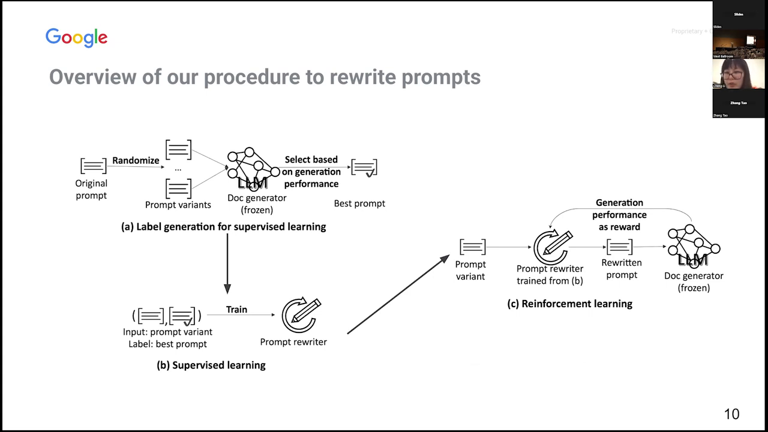In figure B, we train the prompt rewriter by feeding a prompt variant as input and using the best prompt as the label. In figure C, we continue to train the prompt rewriter by reinforcement learning. The reward is obtained by computing the generation performance using metrics like BLEU.